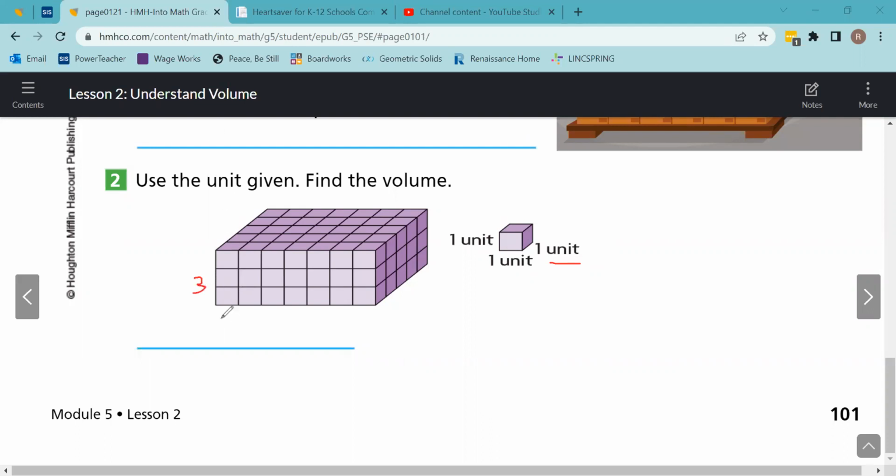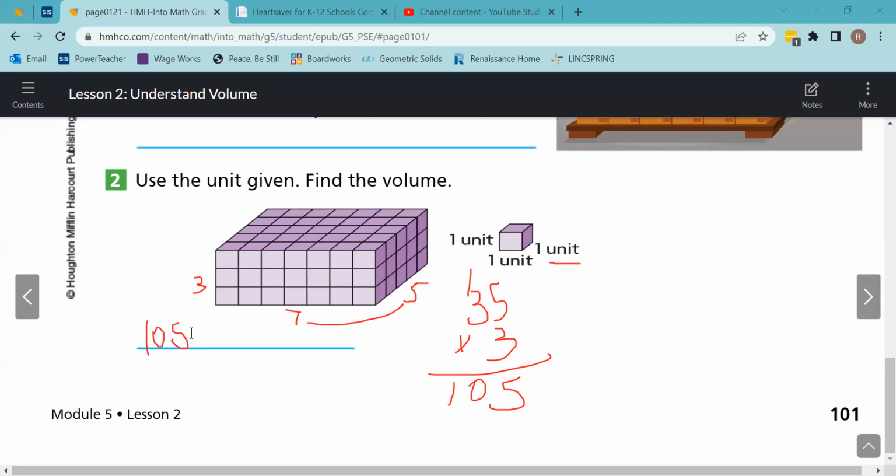I can quickly see that the height is 3. Going across, I think it's 7. 1, 2, 3, 4, 5, 6, 7. And then the depth, we double check here, looks like 1, 2, 3, 4, 5. Okay, I'm going to start with 7 times 5, which is 35. We need to triple that to figure this out. So times 3, 15. 3 times 3 is 9 plus 1, 105.